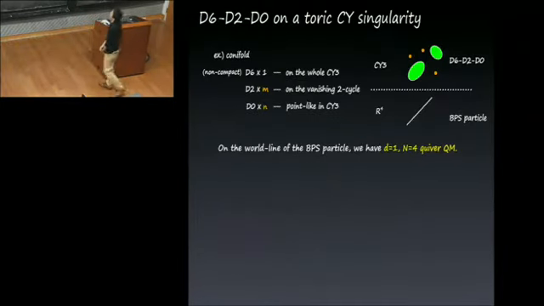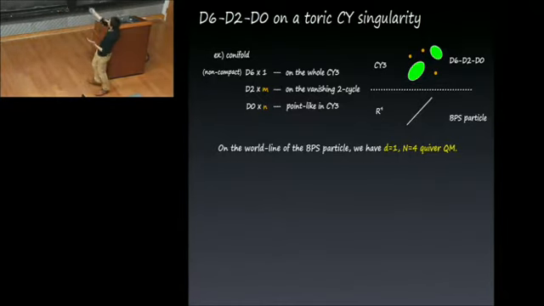So let me first review the D6-D2-D0 crystals. So for example, if you have a conifold as a toric Calabi-Yau threefold, then we put a single non-compact D6 brane, and we only consider a single D6 brane wrapping on the whole Calabi-Yau, or whole conifold. And we put a lot of D2 branes, wrapping on some vanishing 2-cycle of the conifold. And you also consider the D0 branes, many D0 branes, which are point-like in the Calabi-Yau or conifold. And the question is, what is the BPS index of these D-brane bound states?